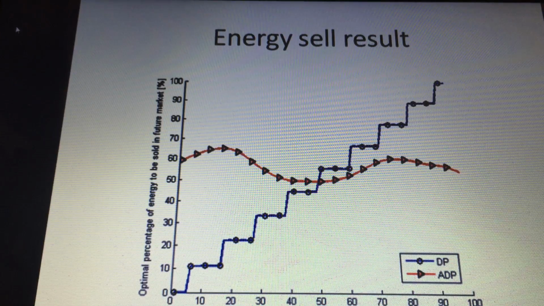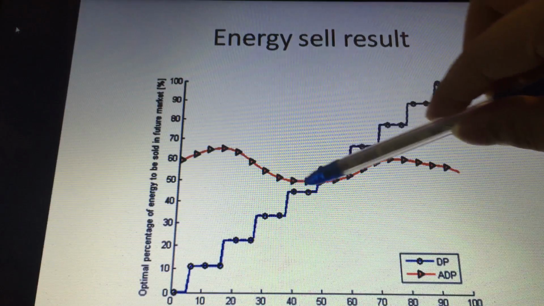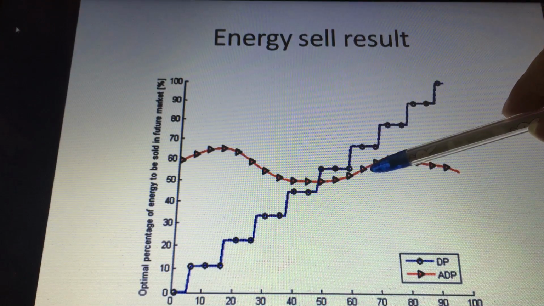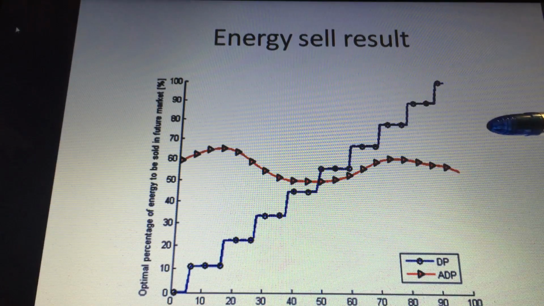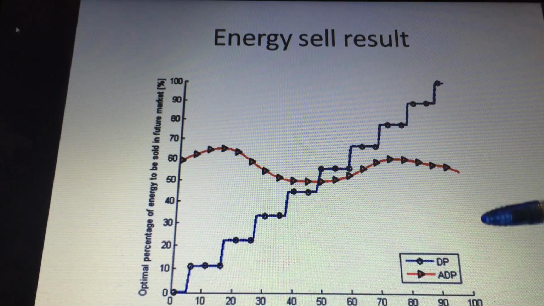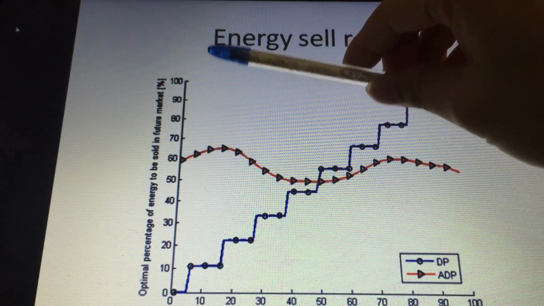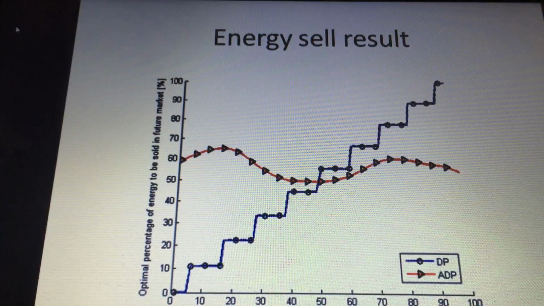Also, from this graph, we can see that this one is for the energy sales by ADP. For the current price, about 50 to 70% of it is mostly balanced to make the expected benefits.